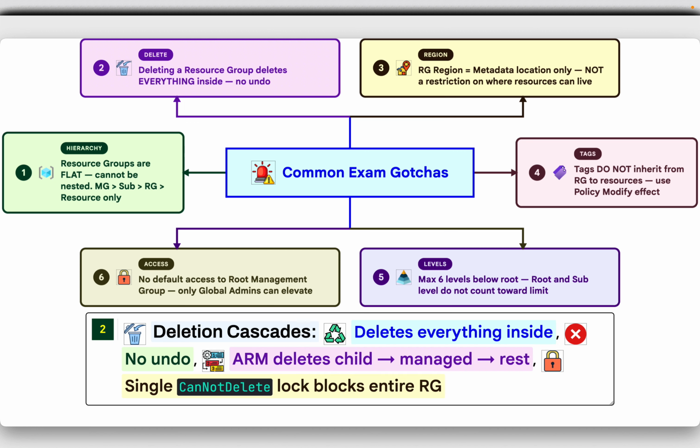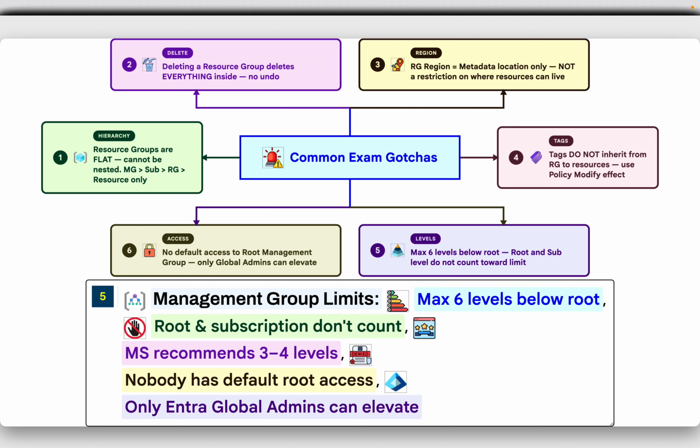And fifth and sixth, the management group hierarchy maxes out at 6 levels below the root. The root management group and the subscription level do not count toward this limit. So basically you have the tenant and you can have 6 beneath it, but the root is not counted. Microsoft recommends keeping it to 3 or 4 levels to avoid unnecessary complexity. And nobody has default access to the root management group. Only Microsoft Entra global administrators can elevate themselves to manage it.